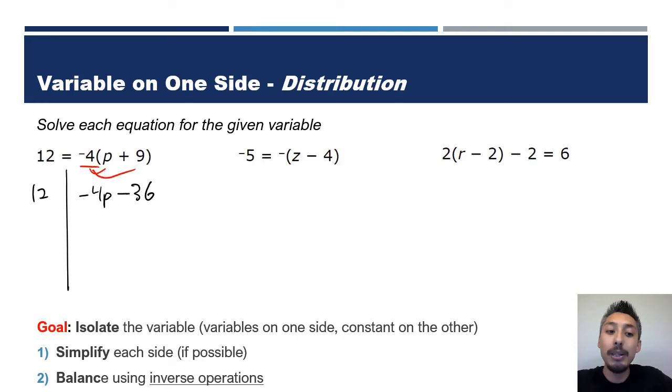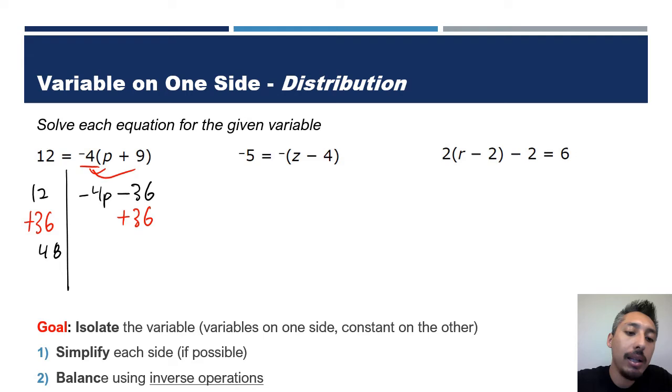So let's move on to balancing. We're trying to get our p by itself, which means that we have to get rid of that negative 36. Inverse operations, opposite of negative 36 is a positive 36. And whatever we do to one side, we do the same thing to the other side, so plus 36 here too. On the left side, we have 12 plus 36, which is going to give us a 48. And on the right side, the negative 36 and positive 36 canceled out, so all we have is a negative 4p.